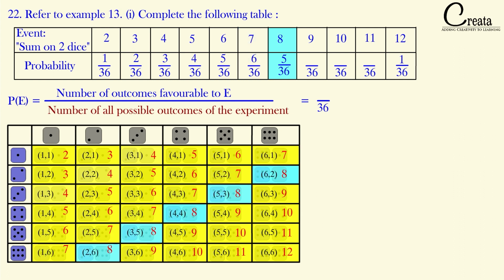8, the total number of cases are 5, so it is 5 by 36, which is already given. Addition as 9, total cases 4, 4 by 36 is the probability. Similarly, the addition as 10, we got 3 cases, 3 by 36. Addition as 11, 2 cases, 2 by 36, and addition as 12, only one case, that is 1 by 36 is the probability, which is already given.